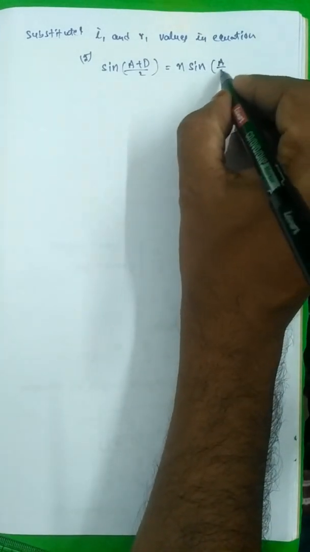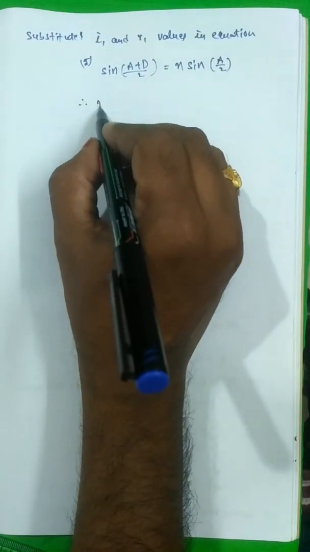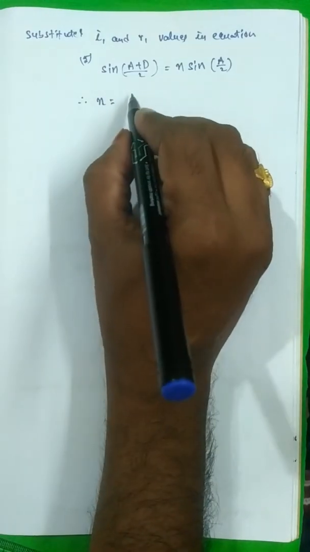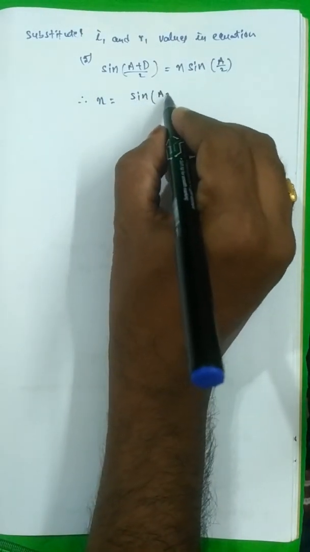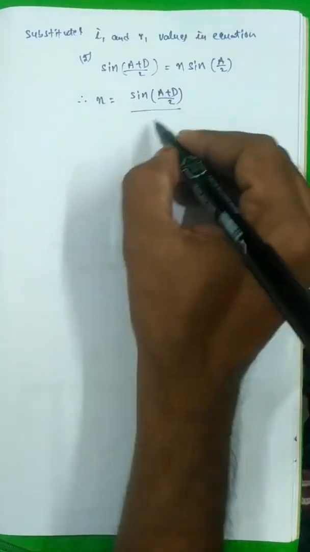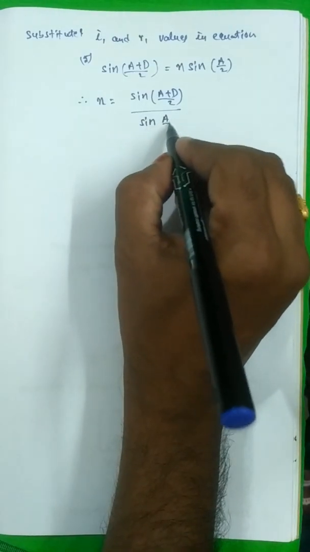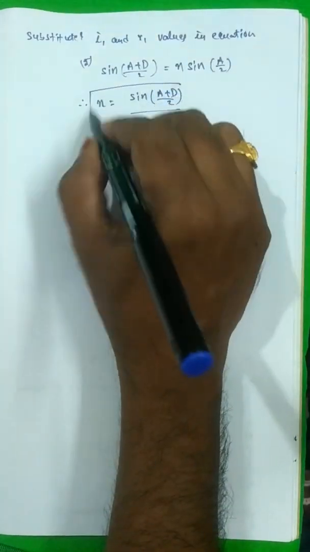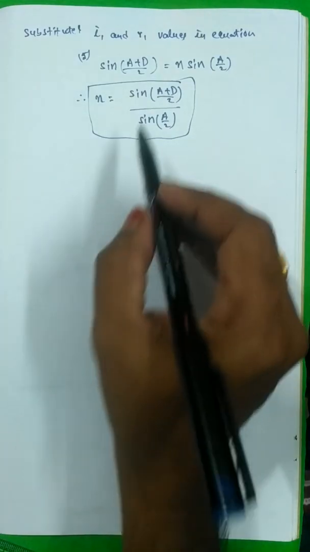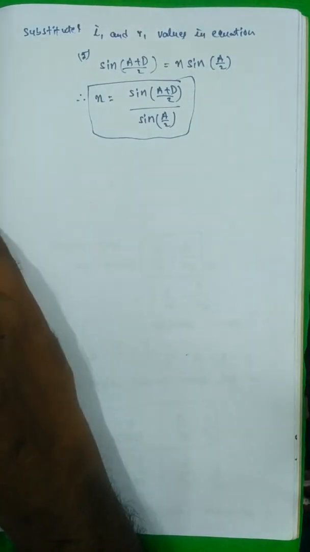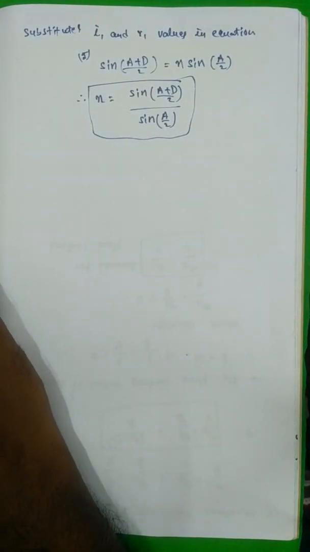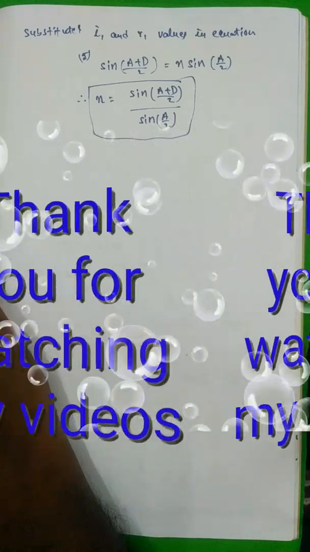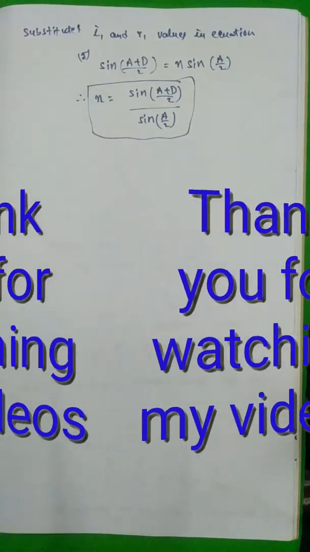What is our aim? The refractive index of the prism. That means n equals sine of a plus d by 2, divided by sine of a by 2. This is the formula for determination of refractive index, where a is the angle of the prism, d is the minimum deviation, and n is the refractive index. Thank you.